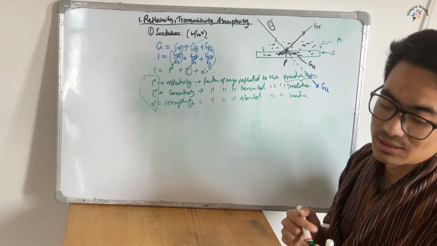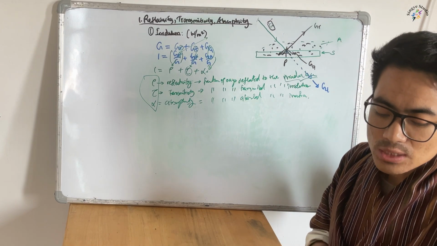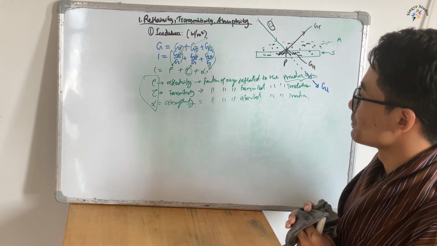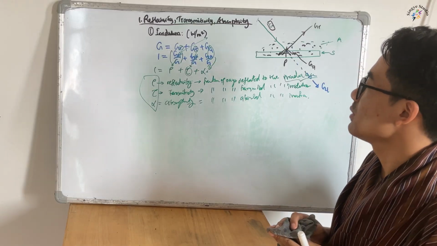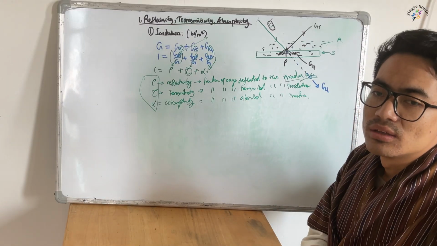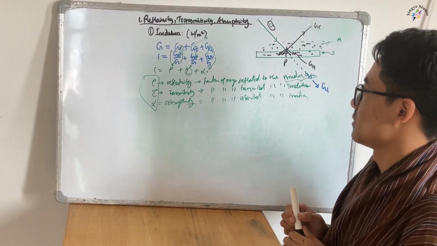So you can remember like this. Okay? So this is a very important concept. The next concept that I want to explain to you is regular and diffuse reflection.